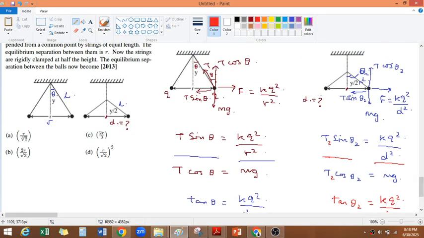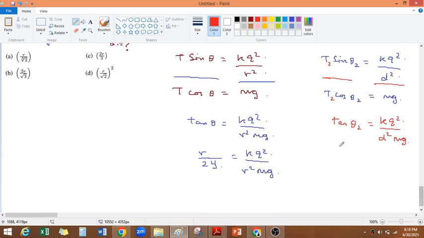What is tan theta 2? Again, come back to this diagram. Tan theta is opposite by adjacent. So opposite is d by 2, adjacent is y by 2. So d by 2 divided by y by 2. The 2s cancel, so d by y. Simplify this, we will get the answer d squared mg.